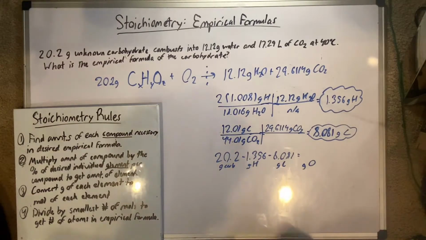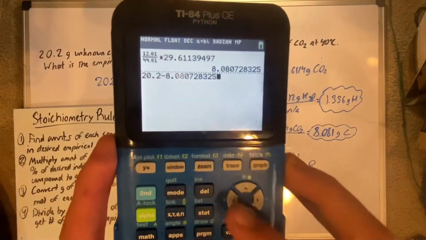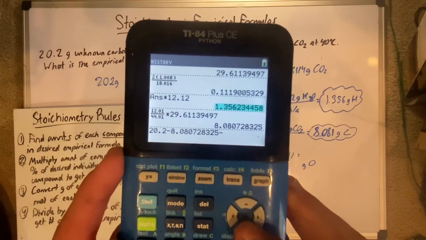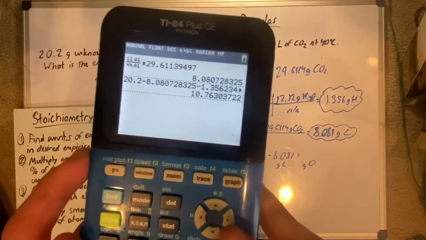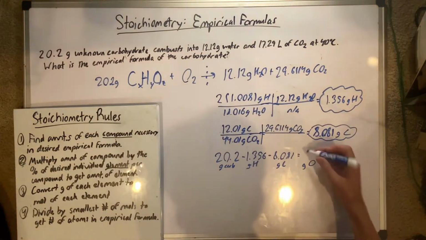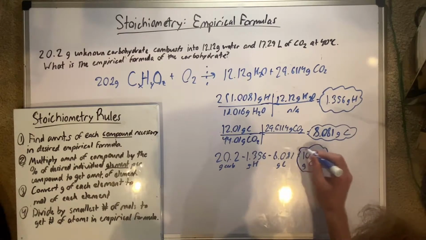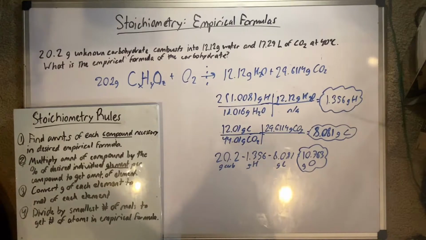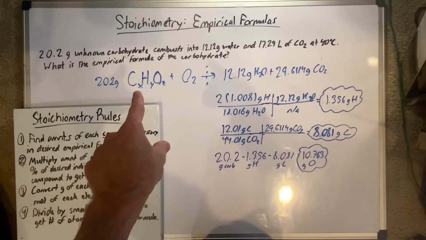Let's just plug it in. 20.2 minus this thing up here minus, let's scroll back till we find the 1.356 right there, is equal to 10.763 grams of oxygen. Okay, so now that's how much of each of these things are present in that.